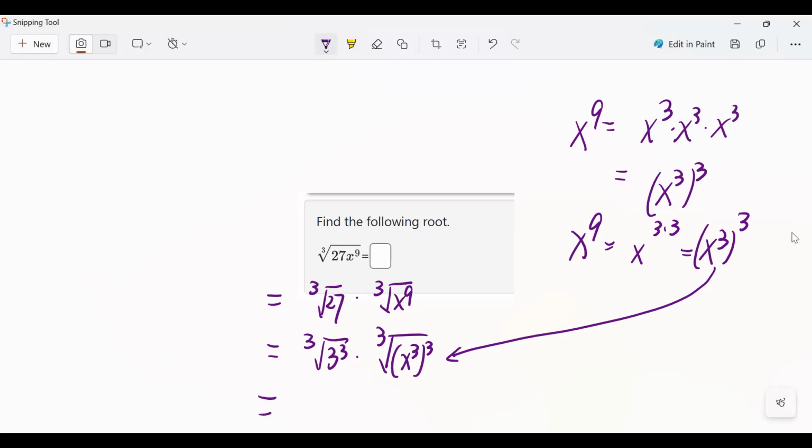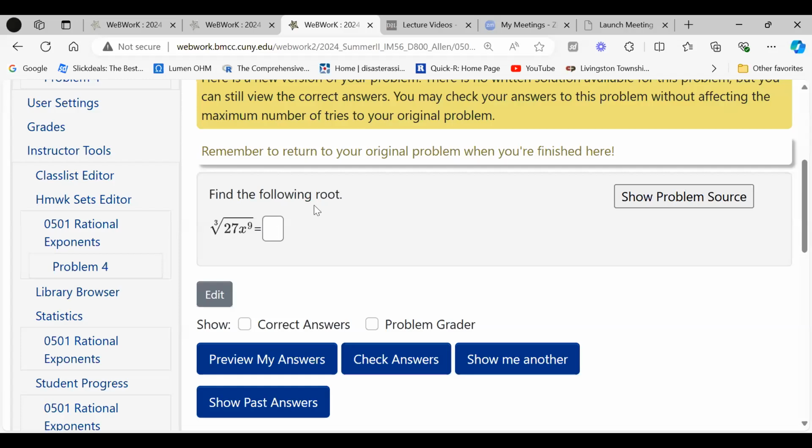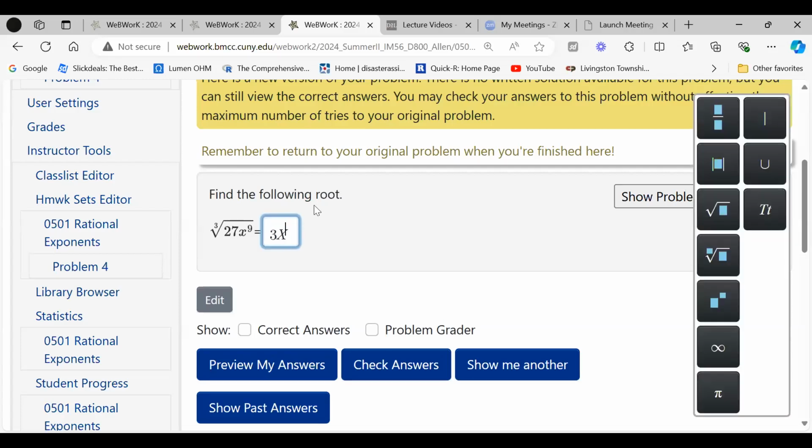And once you simplify, you cancel that, you get 3. And on this one, cancel the cube and also the cubic root. So we get x cubed. So the answer is 3x cubed. Any question about this? No. Okay, very good.